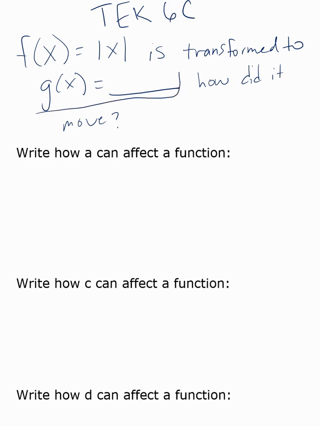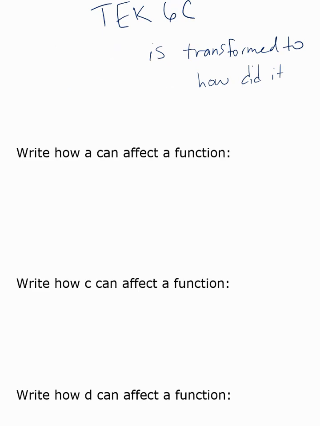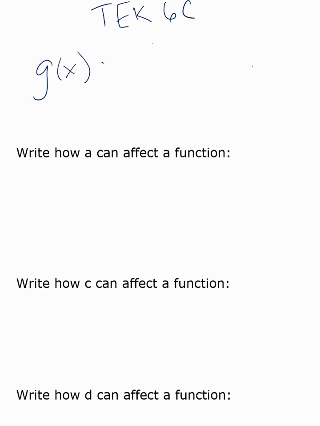This g of x portion right here is always in the same format, so that's what we're going to talk about here. When I'm talking about A, C, and D, I'm talking about locations in that equation where you can look to figure out how the function moved. It's always in this format, where there's an A and then some type of F. This F represents the function we're talking about, normally the absolute value, x minus c, plus d.